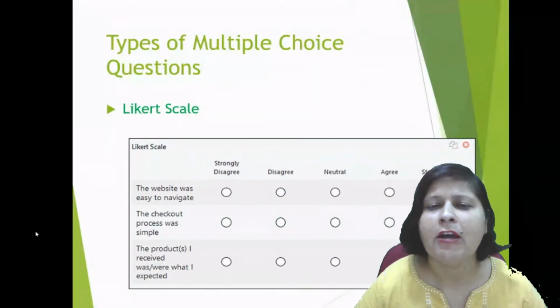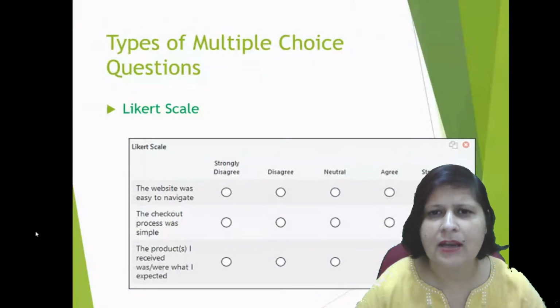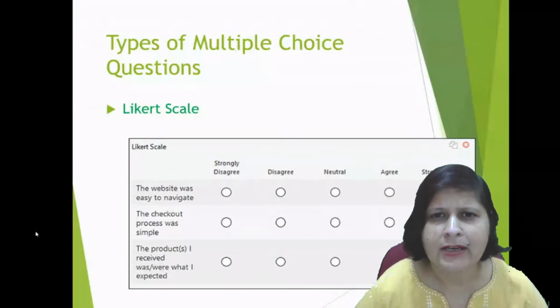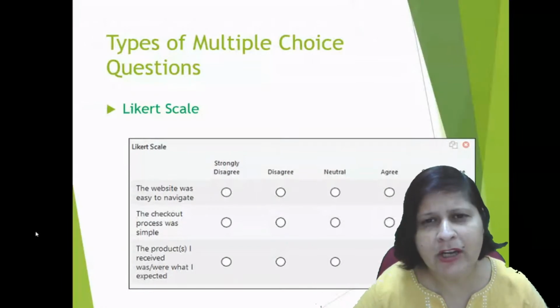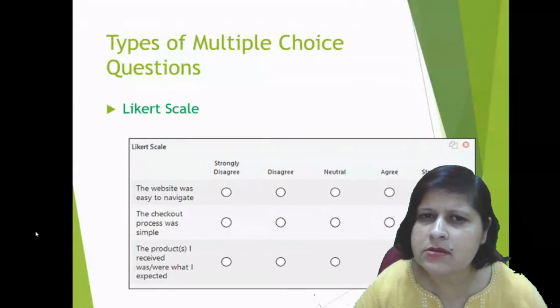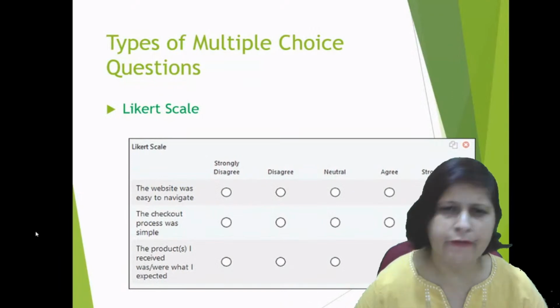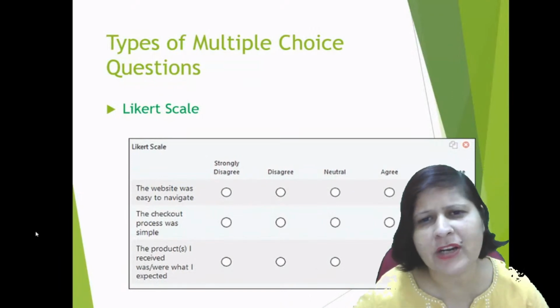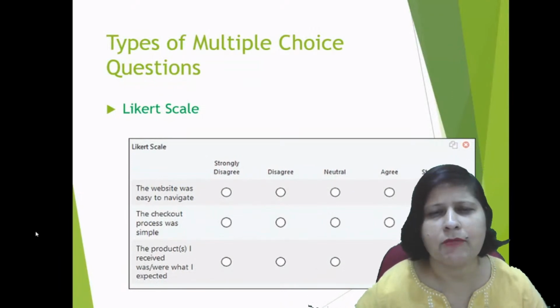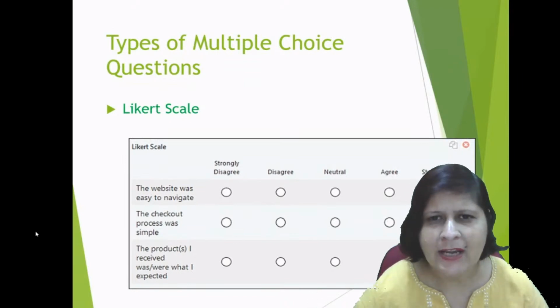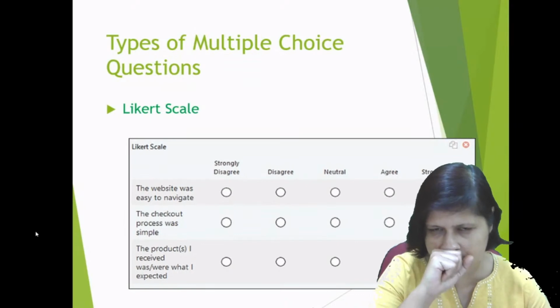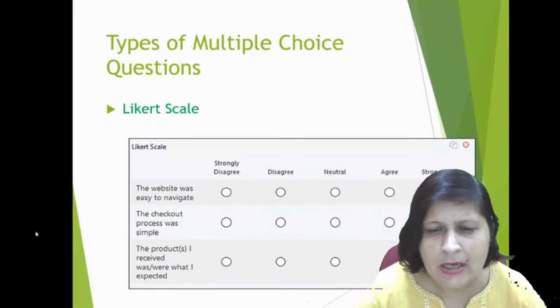3-point Likert scale, 5-point Likert scale, 7-point Likert scale, 9-point Likert scale, 11-point Likert scale. All these scales are known as balanced Likert scales. If it is a 2-point Likert scale or 4-point Likert scale, then these are known as unbalanced Likert scales. While numbering, it is very important.